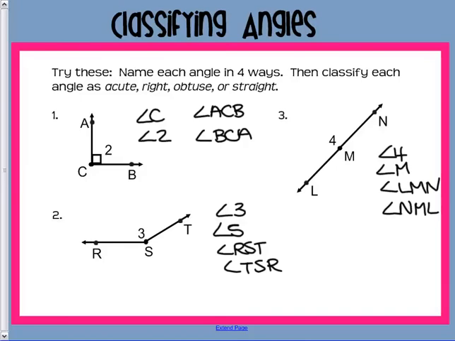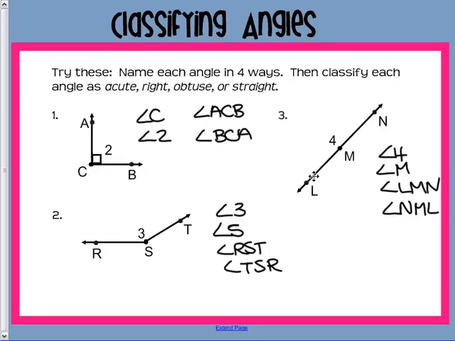Okay, so I have shown you the 4 ways that you can name them. You name them with the vertex, in this case C and 2, 3 and S, and over here 4 and M. Or you can name them with the points, A, C, B, B, C, A, R, S, T, T, S, R, and then over here L, M, N, and N, M, L. Okay? Now let's classify them in terms of who they are.